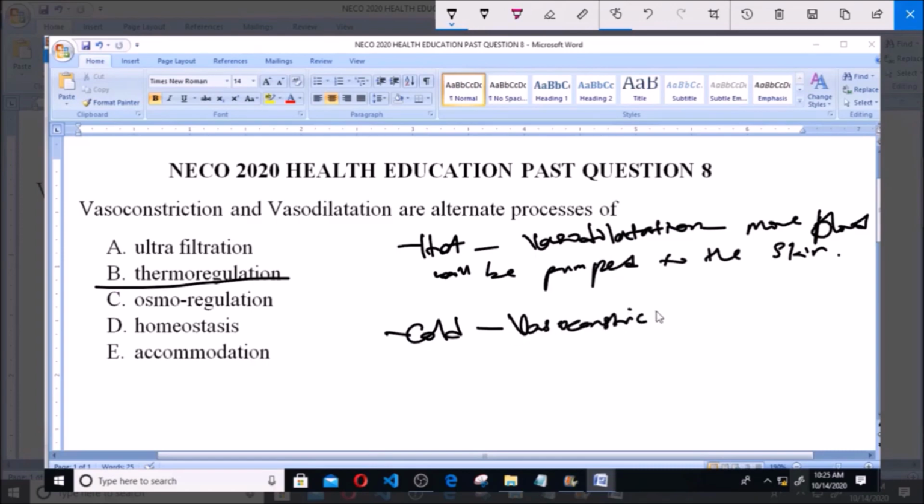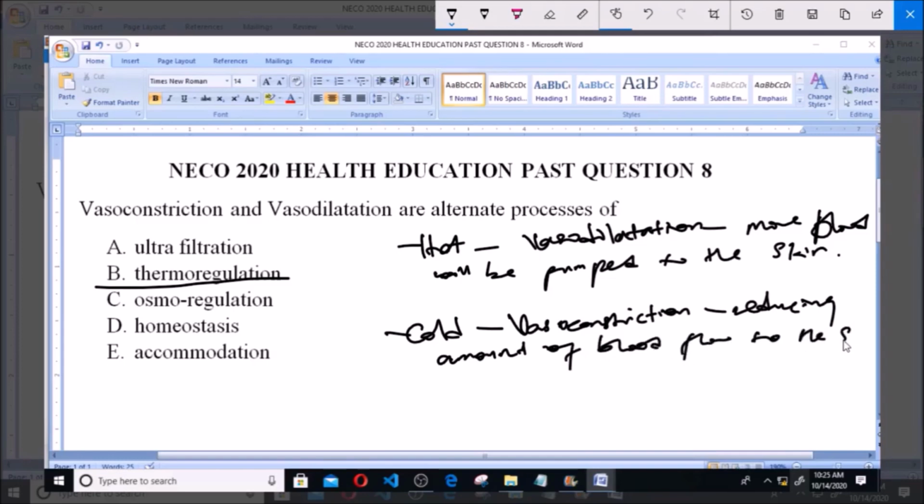Now, this vasoconstriction is like the opposite of vasodilatation. There will be reduction in the diameter of the blood vessel, thereby reducing the amount of blood flow to the skin. Due to this reduction, the inner temperature of the body will be maintained, because the temperature of the surrounding will not affect the blood, since less blood is flowing to the skin.